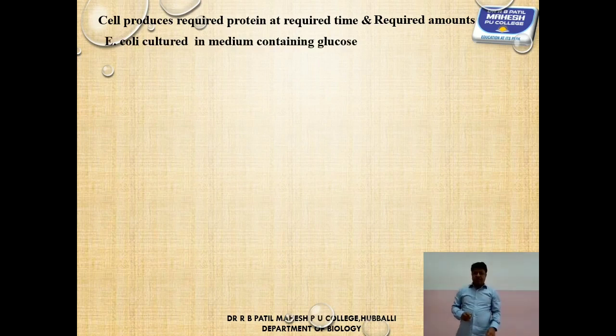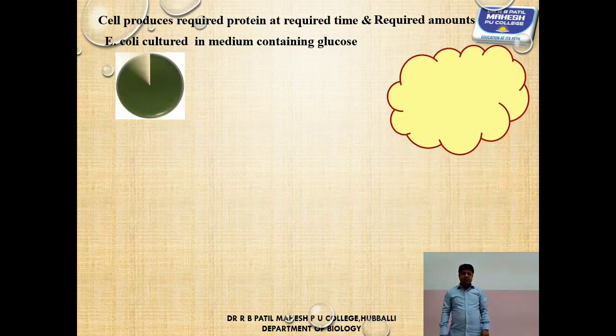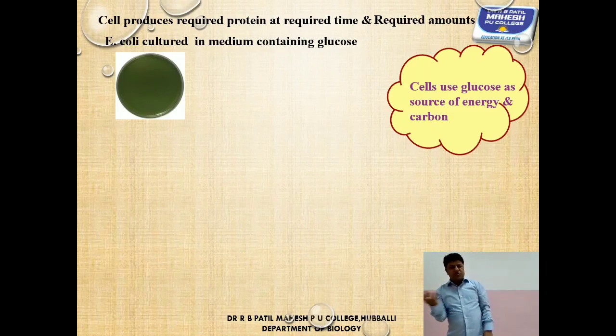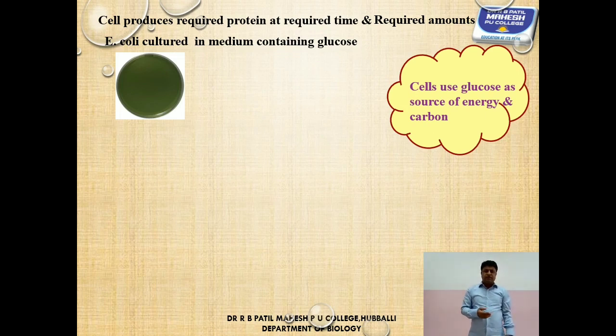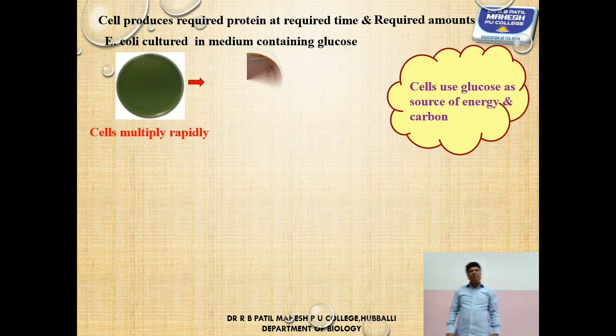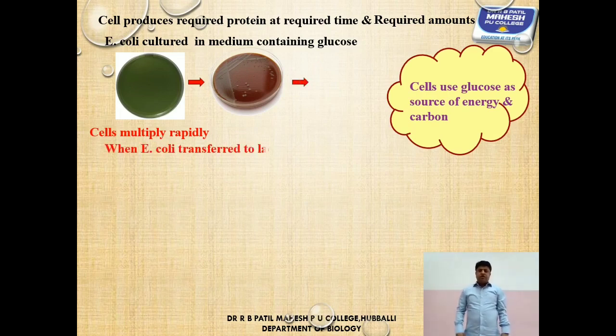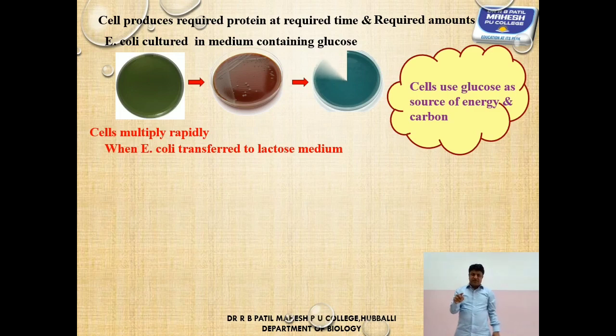So E. coli is cultured in a medium containing glucose, and this glucose is utilized as a source of energy and carbon. Immediately it will multiply rapidly when E. coli cells are transferred into other media. So in the presence of glucose, cells multiply rapidly.